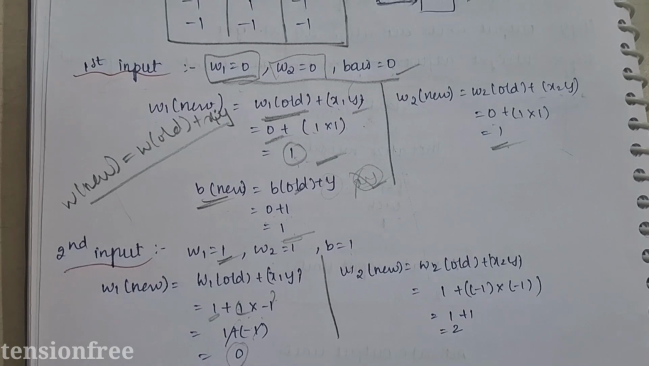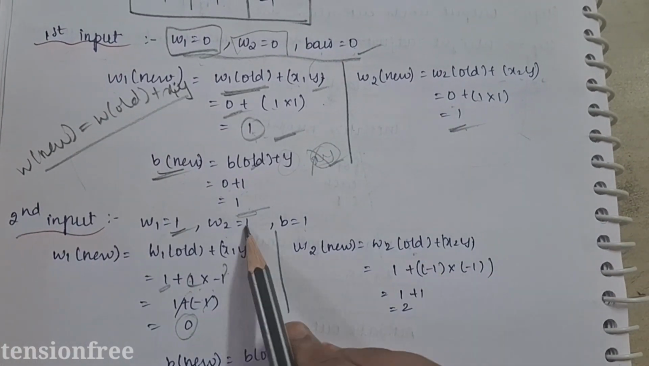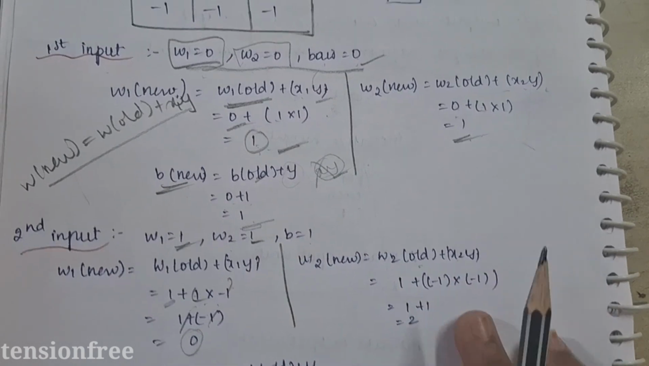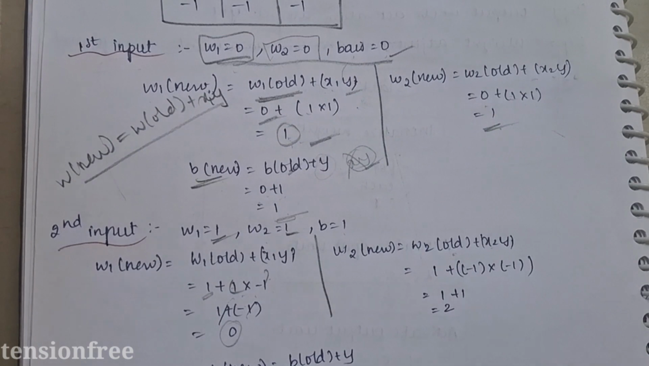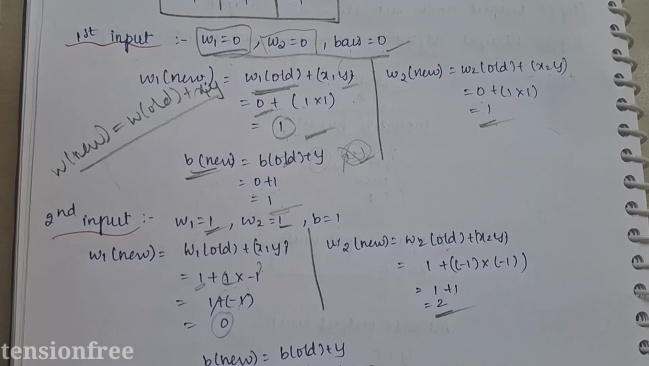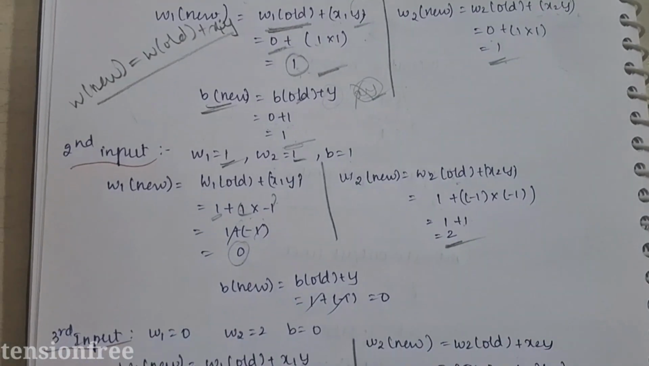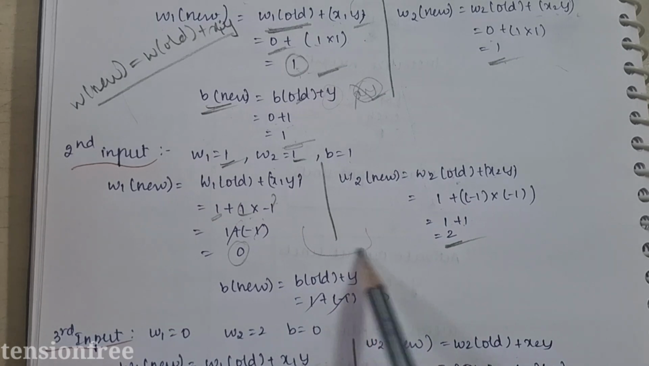The whole thing gets 0. And coming to the W2, what is the W2 old? It means 1. And x2 y. What is x2? Minus 1 and y is also minus 1. Minus 1 into minus 1 is plus 1. 1 plus 1 is 2. This is the updated weight. Next, coming to the bias. After updating these two weights, we have to update the bias, right?